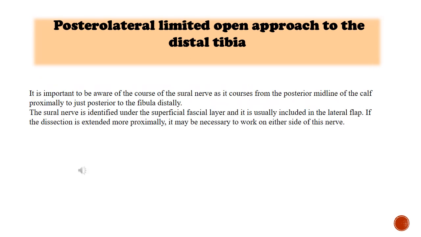The posterolateral approach. It is important to be aware of the course of the sural nerve as it courses from the posterior midline of the calf proximally to just posterior to the fibula distally. The sural nerve is identified under the superficial fascia layer and it is usually included in the lateral flap. If the dissection is extended more proximally, it may be necessary to work on either side of this nerve.